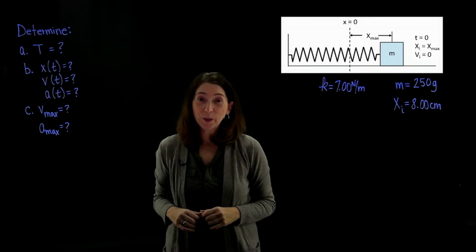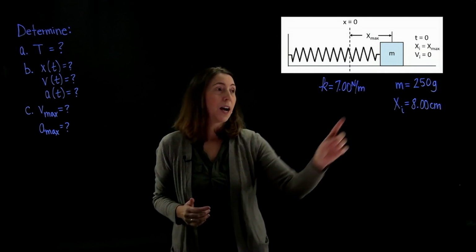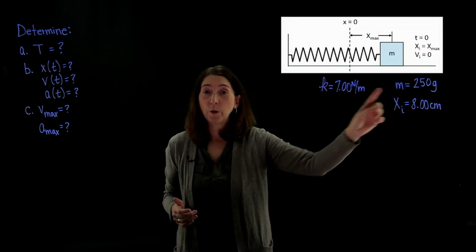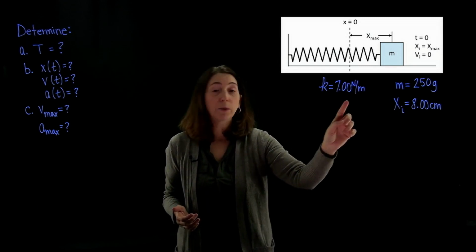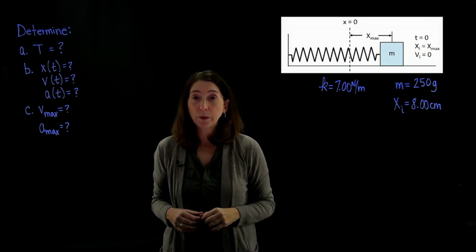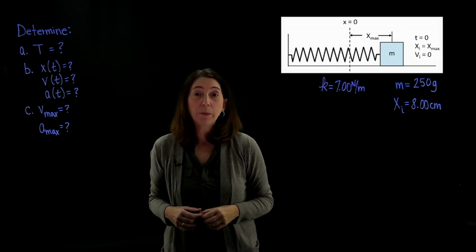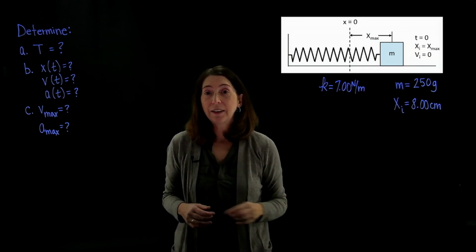Here's the problem that we will solve together in this tutorial. The problem consists of a block that is attached to a spring, such that it can oscillate freely back and forth. The block has a mass of 250 grams and the spring has a spring constant of 7 newtons per meter. The spring in this situation we consider to be massless, and the surface we can consider to be frictionless.